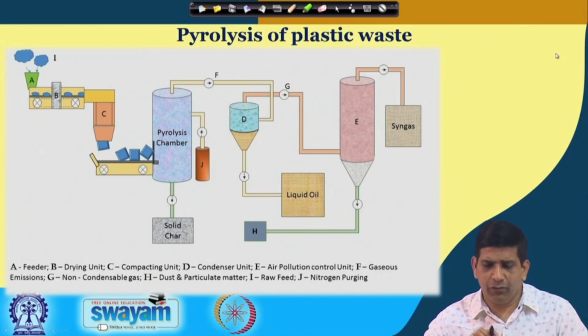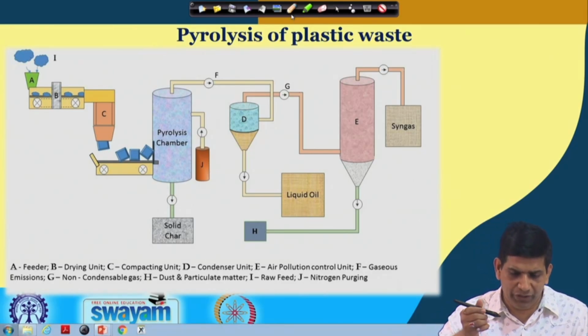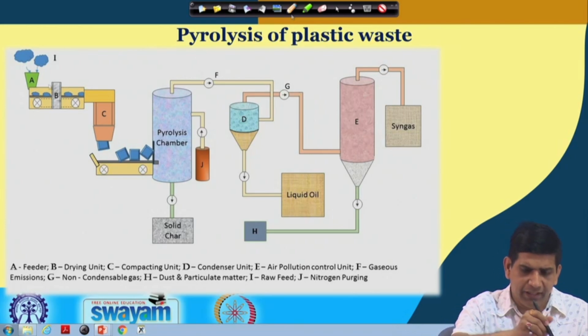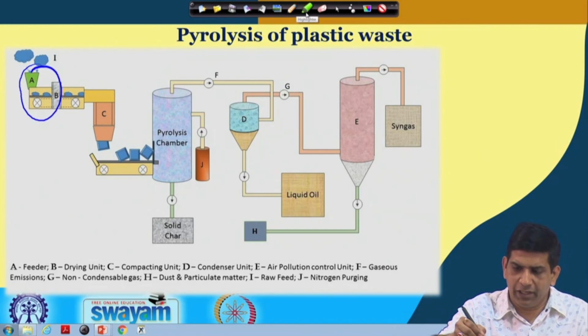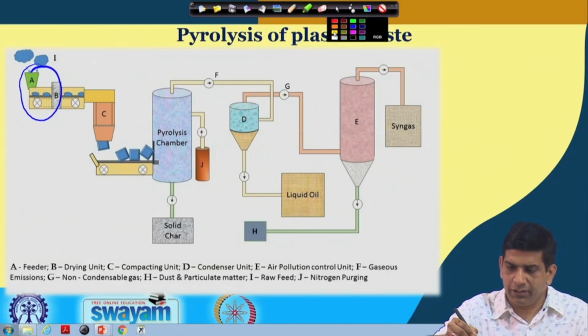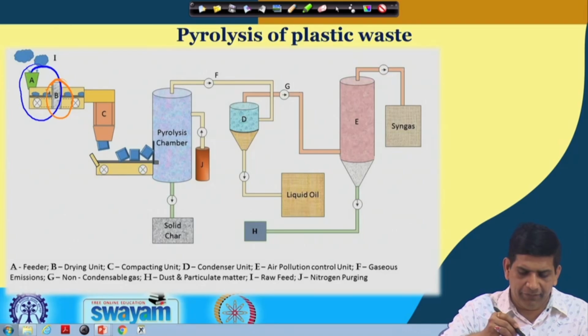So, just a quick look at the schematic, and then we will also walk you through a small video. Here we have a feeder unit, then you have the dryer unit. B is the dryer unit right there. Then we have compaction happening. After compaction, you have the condenser.